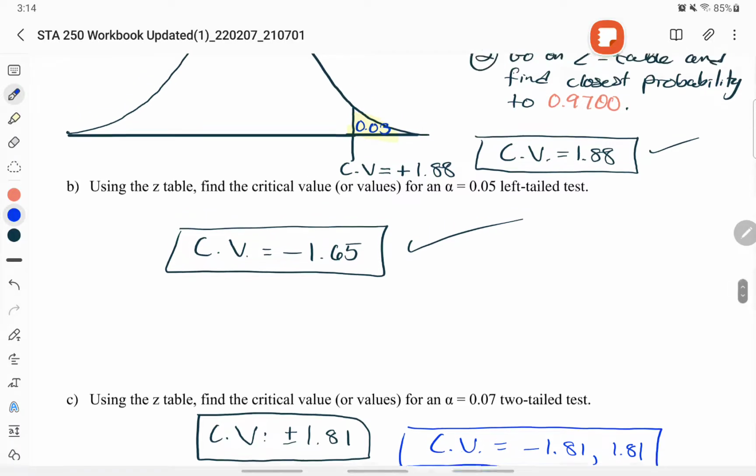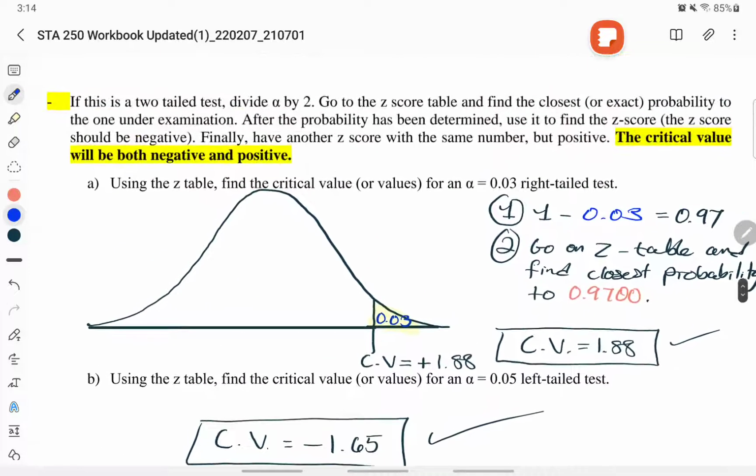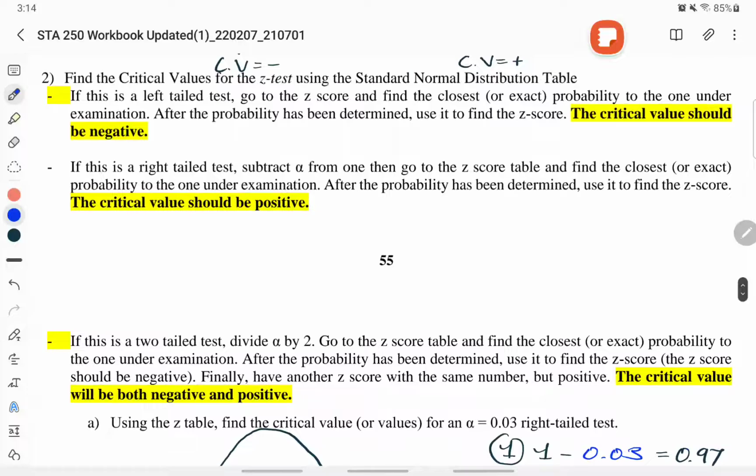And once again, you can use the old-fashioned way, and you can read the directions that are up here to find the critical value by hand.